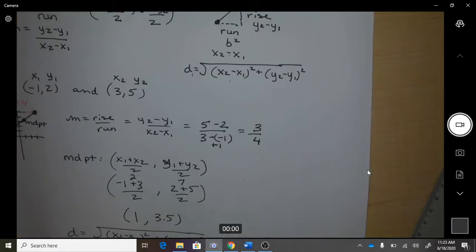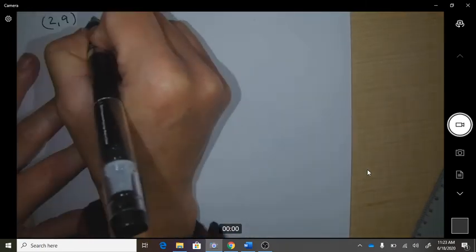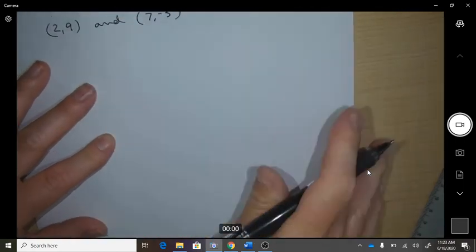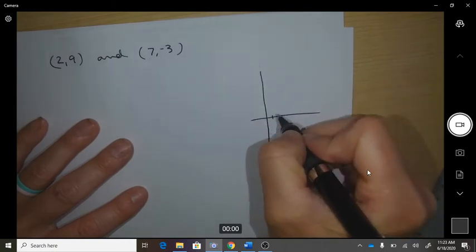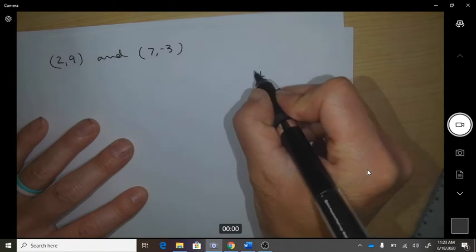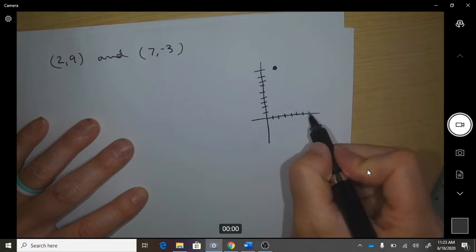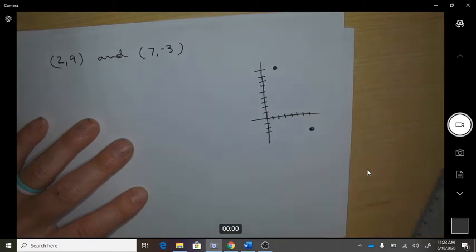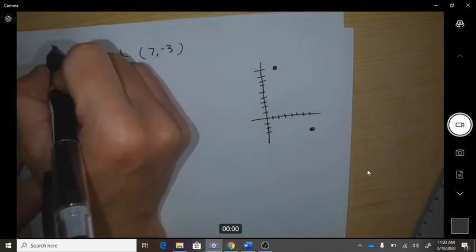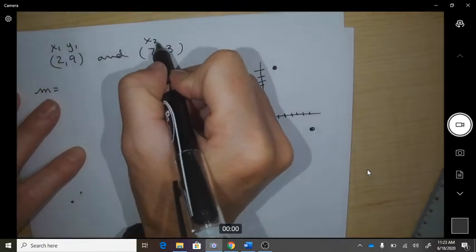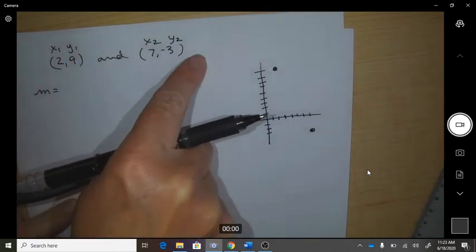Okay, we will do one more of those. So 2, 9, and 7, -3 are your 2 points. Okay, so physically graphing them. There's 2, 9. And 7, -3. Okay, so there's my labels, x y of the first point, x y of the second point.